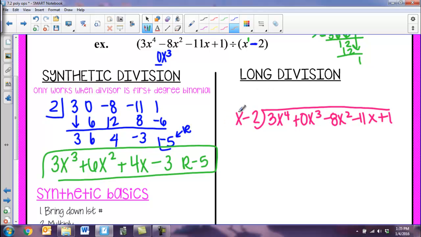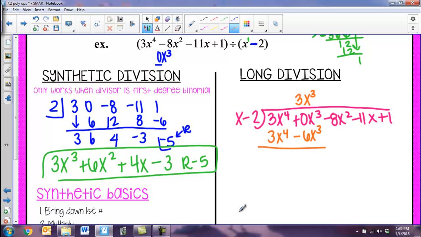So I think about what I need to multiply by x in order to get 3x to the 4. Well, I need a 3, and then I need 3 more x's. And if you notice, I line up my cubes. Now I'm going to multiply this to both of these terms. So 3x cubed times x is 3x to the 4, and 3x cubed times negative 2 is going to be minus 6x cubed.